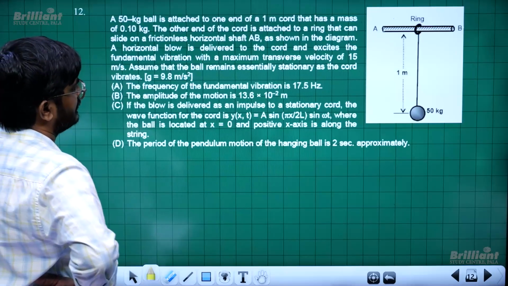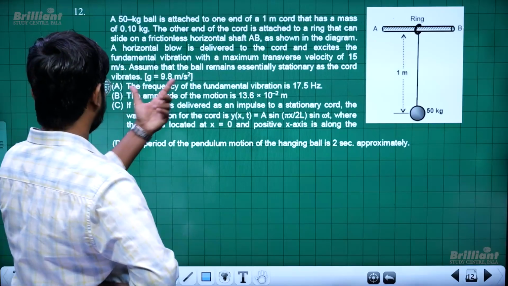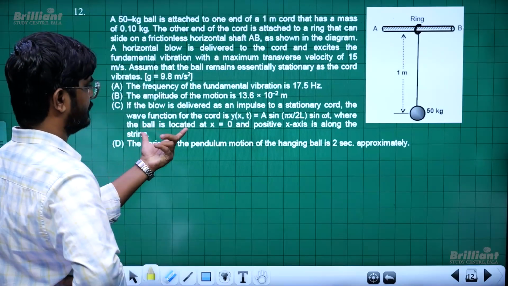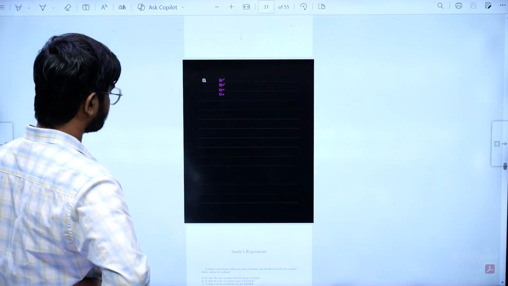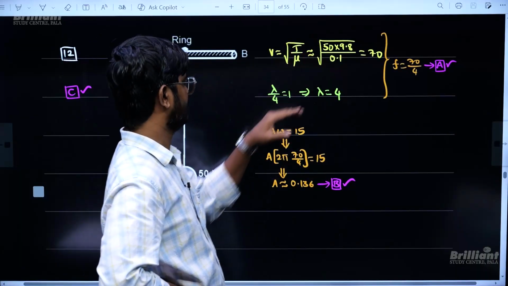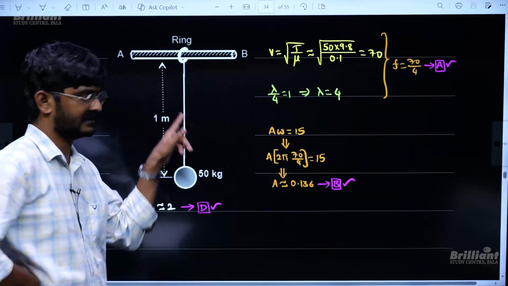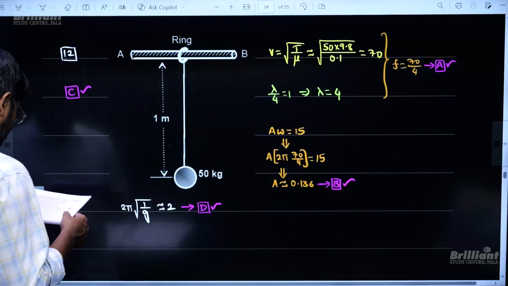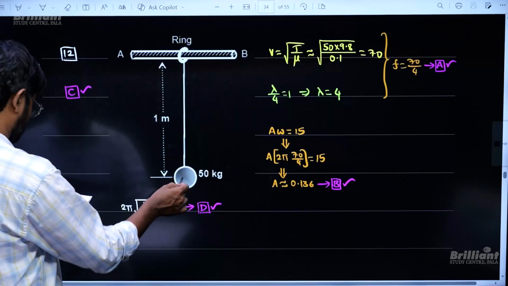Assume the ball remains essentially stationary as the cord vibrates. Then fundamental mode, amplitude and equation and time period of pendulum. So V equals root of T by mu. Tension you can get as 50 into g. The mu value was given as 0.1 kg, where the length is 1 meter. We can easily say option C is correct if you take this as x equals 0.